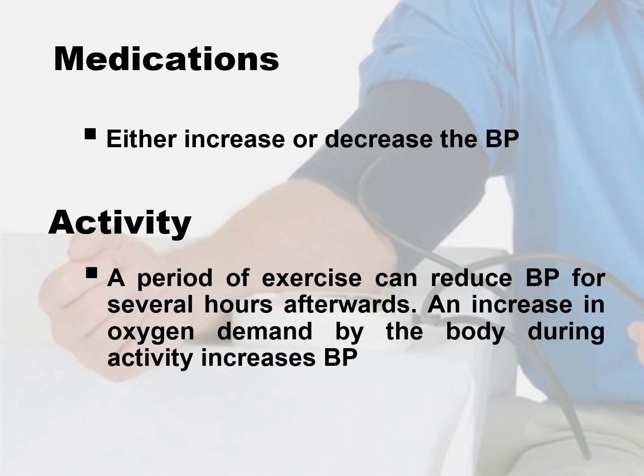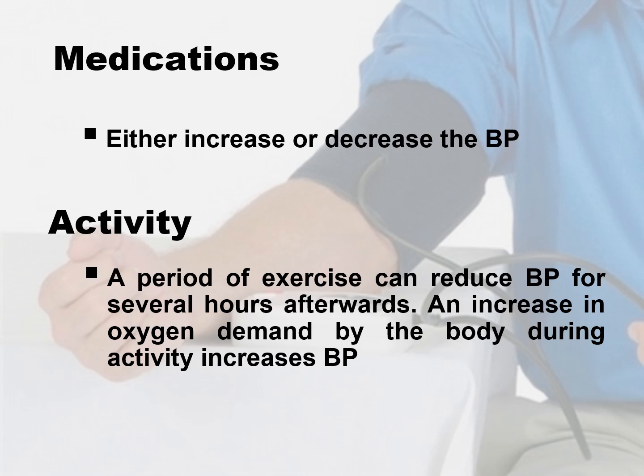Then we have your medications. Some medications directly or indirectly affect blood pressure. Before blood pressure assessment, ask whether the patient is receiving antihypertensive, diuretic, or other cardiac medications which lower blood pressure. Another class of medication affecting blood pressure is your opioid analgesics, which can also lower your blood pressure. Vasoconstrictors and an excess volume of intravenous fluids can increase it.